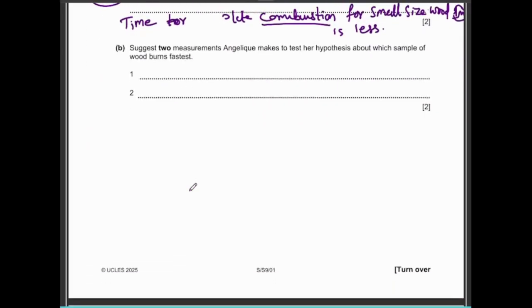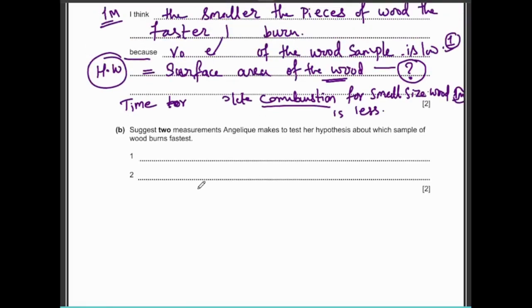Suggest 2 measurements Angelique makes to test her hypothesis about which sample would burn fastest. Now what makes that? You can repeat this thing here, because the volume of the wood sample you can mention, or the smaller the pieces, they can burn faster. Two measurements to test the hypothesis about which wood burns fastest: one is again the same thing here, or you can also mention surface area.